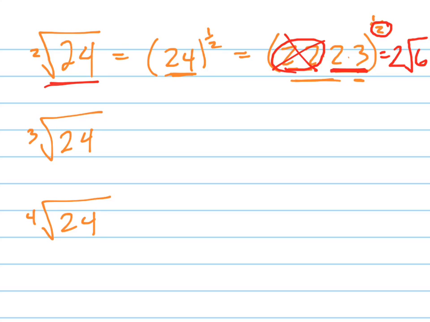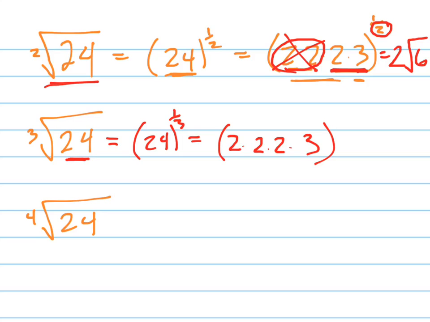Alright, so let's try this one now. So now I'm taking the third root of 24. I want to do the same thing, but now I've got 2 times 2 times 2 times 3 to the 1/3 power. So I need to find 3 factors that are the same, which I have right here. So think of it as 2 cubed. What's 2 cubed to the 1/3 power? 2. Yeah, those 3 and the 1/3 cancel out.